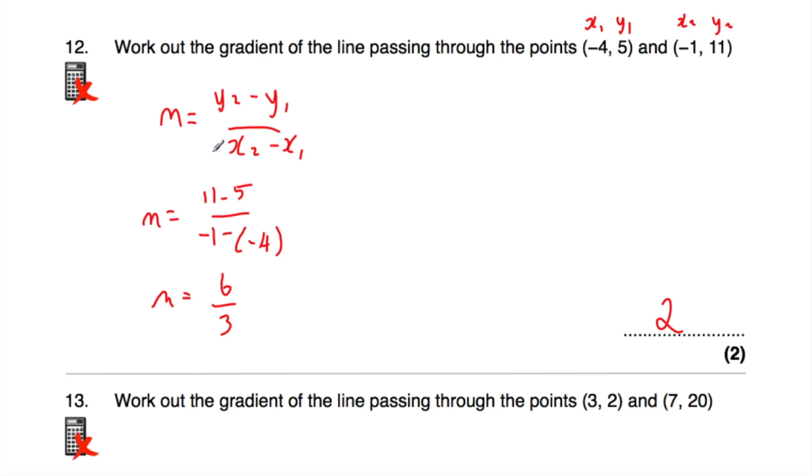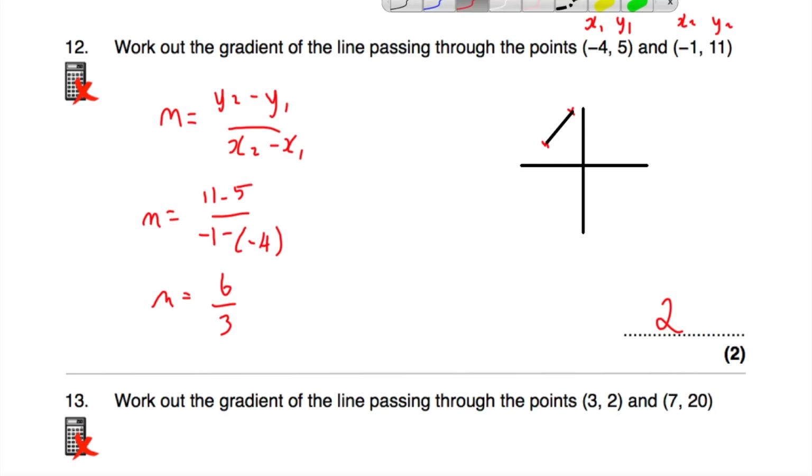Okay, so that was one approach, to use the formula. Another approach is to do a little sketch. We could get a ruler and pencil, and draw the x-axis and the y-axis, like so. Then we can plot where the points would roughly be. -4, 5 would be up there somewhere, and then the next point, -1, 11, is a bit higher up, so about there. If we wanted to find the gradient of the line that goes through those points, we would join them up, like so.